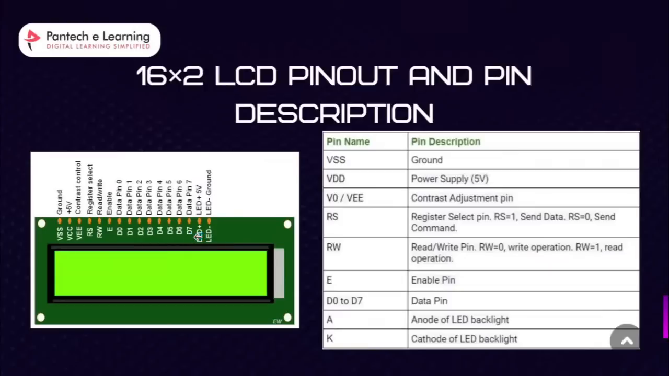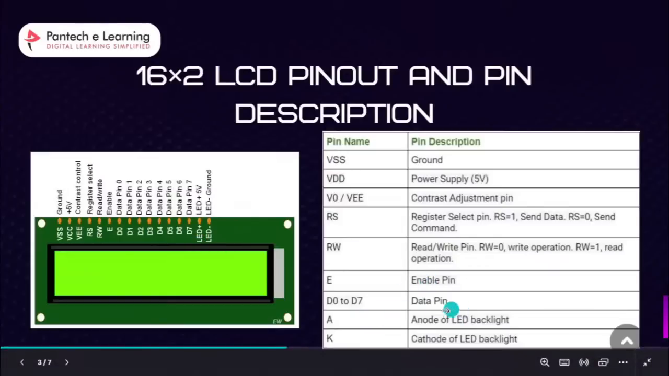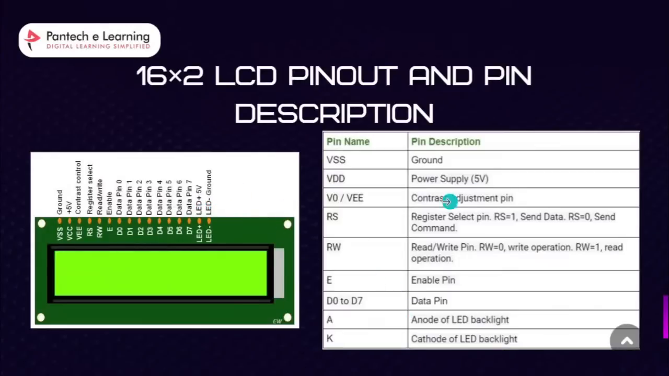If you want to go for 4-bit mode, you can omit the first four pins, D0 to D3, and just use D4 to D7. This is because you can reduce the number of GPIO pins. Then A is the anode of the LED backlight, K is the cathode of the LED backlight, which is ground, and this is the power supply, the 5 volts.